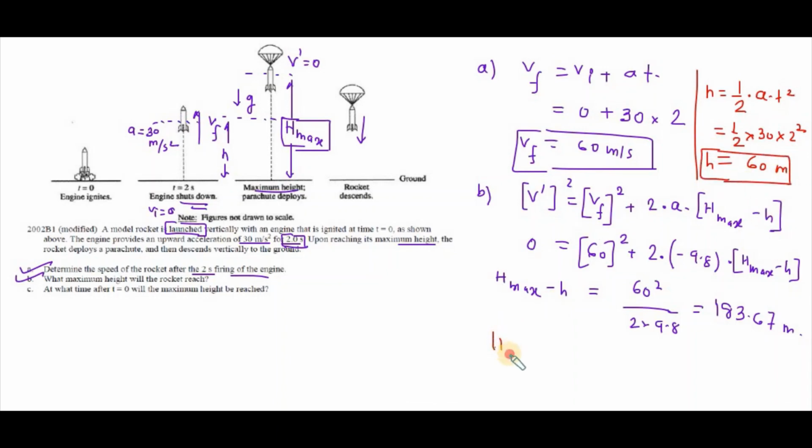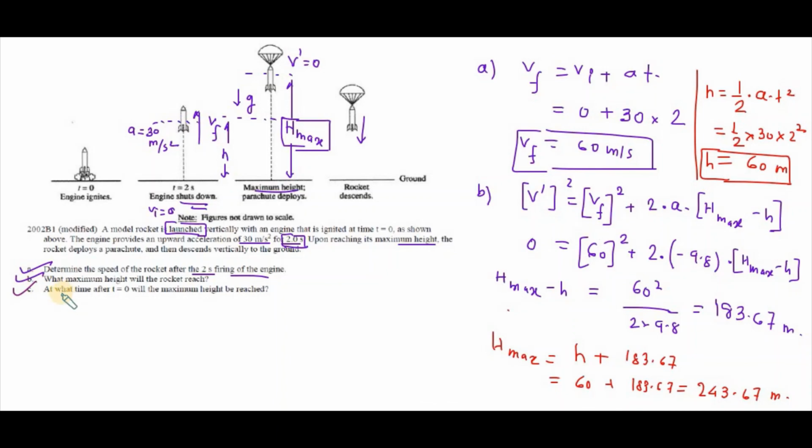If we substitute in this equation, that h max equal to h plus 183.67, and h equal to 60, so 60 plus 183.67, then finally we will be getting 243.67 meter. That means the maximum height with respect to the ground of the rocket is equal to 243.67.